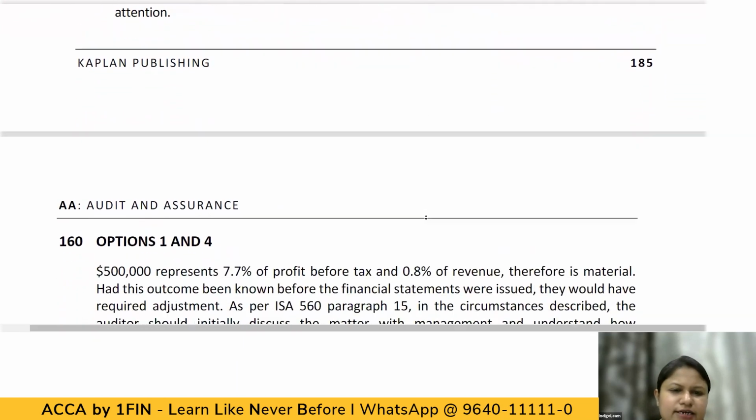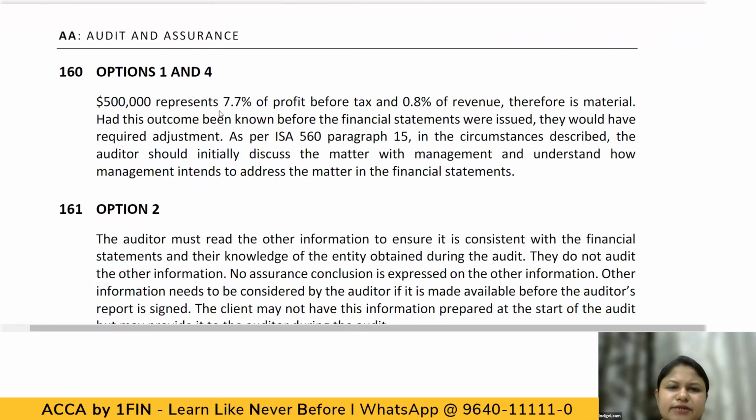And then finally, we understood that 5 lakh represents 7.7% of the profit before tax or 0.8% of revenue. Therefore, obviously, it is material because that was $500,000. Had this outcome been known to the auditor before the financial statements were issued, they would have required adjustment. And because of which the auditor should initially discuss the matter with whom? Management, and understand how the management will address the matter in the financial statements. Because look at the amount now, it is $500,000, which is going to be really material. So in that case, the auditor cannot be reluctant. He has to discuss with the management, have a conversation with them and understand how they're going to address the matter.